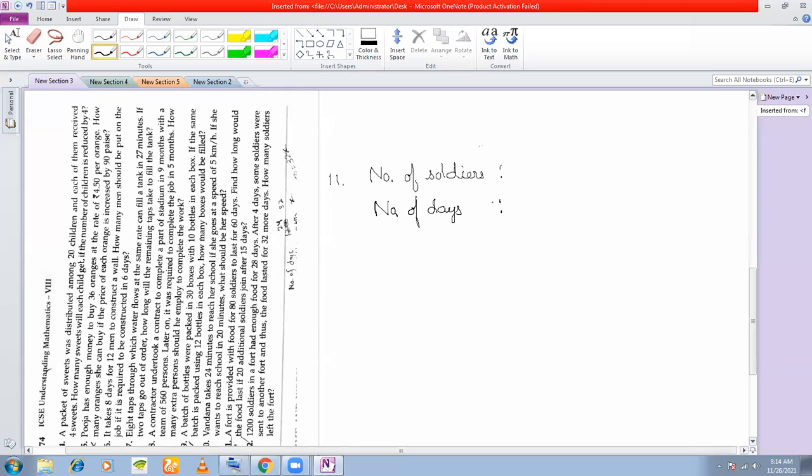Now, if you see, a fort is provided with food for 80 soldiers. So for 80 soldiers, the food is provided to last for 60 days. Find how long would the food last if 20 additional soldiers join after 15 days. 20 additional soldiers join. That means now the number of soldiers is how many? 80 plus 20, 100.